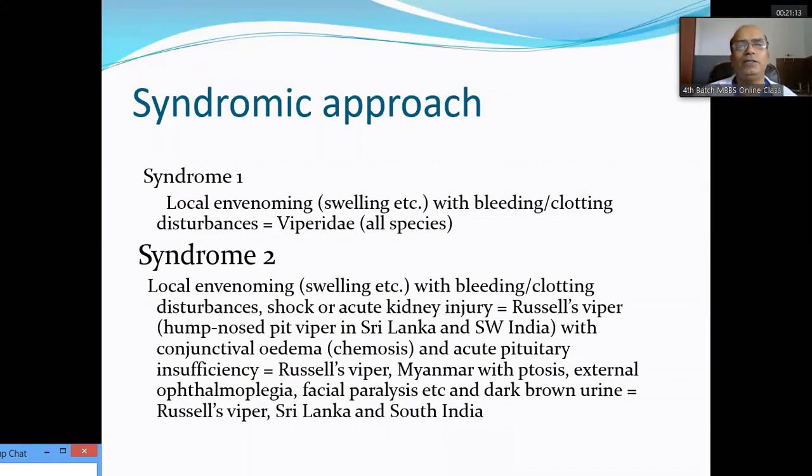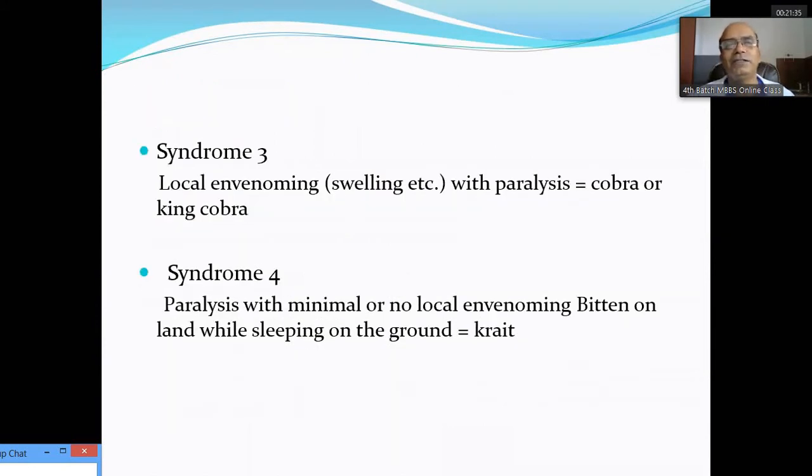That means syndrome 1 means local manifestation with bleeding disorder, meaning a viper snake bite. Syndrome 2 means local envenoming with bleeding, clotting disturbance, acute kidney injury, Russell's viper bite. Now, this is common in India and Sri Lanka. Now, this side, local swelling with paralysis: cobra, king cobra. Paralysis with minimal or low local envenoming, bitten on the land while sleeping on the ground, correct. This is in syndrome 4. I think it is the most common snake bite poisoning in Nepal, 3 and 4 in Nepal and Terai region.